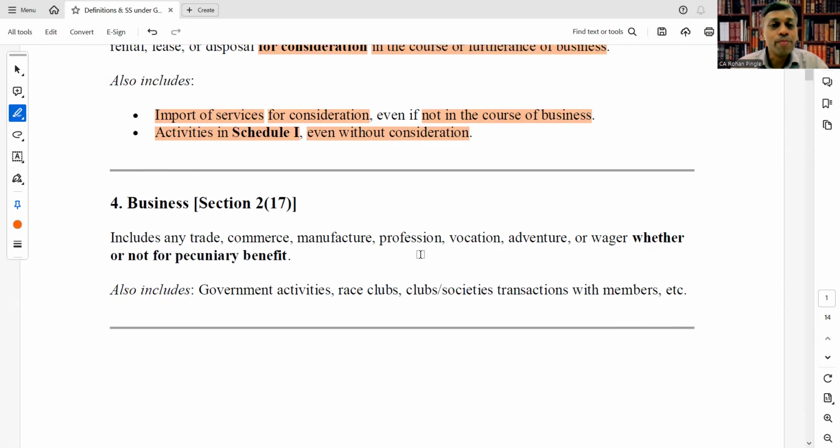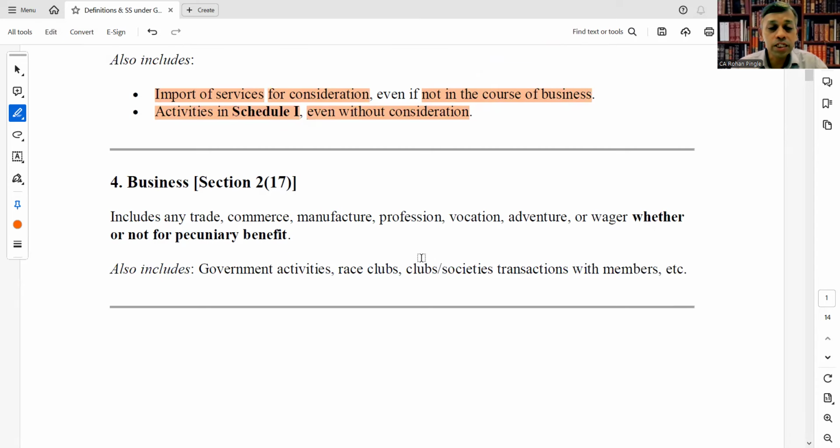Next definition, business, Section 2 subsection 70. What is meant by business? Business includes any trade, commerce, manufacture, profession, vocation, adventure, or venture, whether or not for pecuniary benefit, and also includes government activities, race clubs, clubs or societies, and transactions with members. Everything will be covered under business.